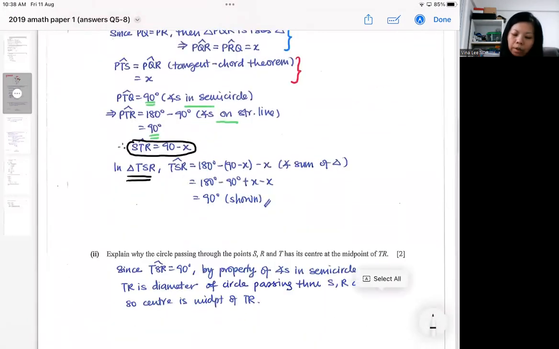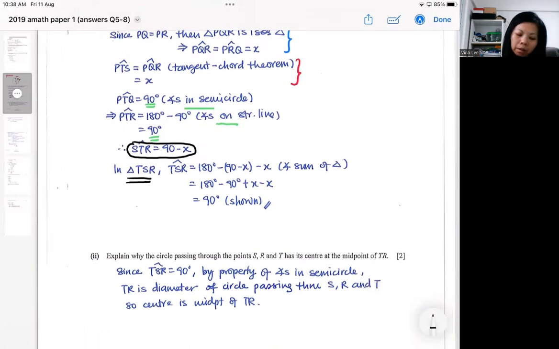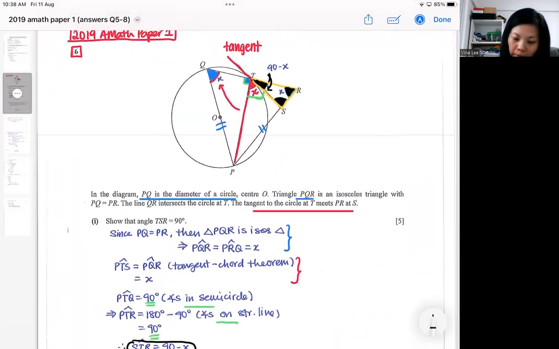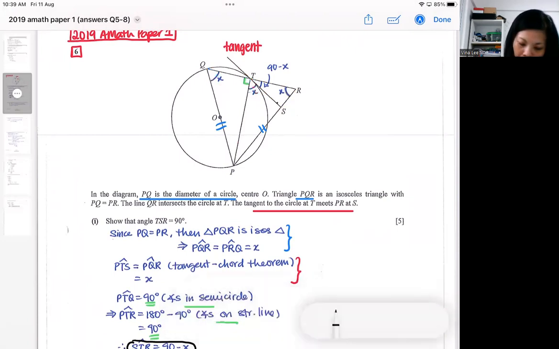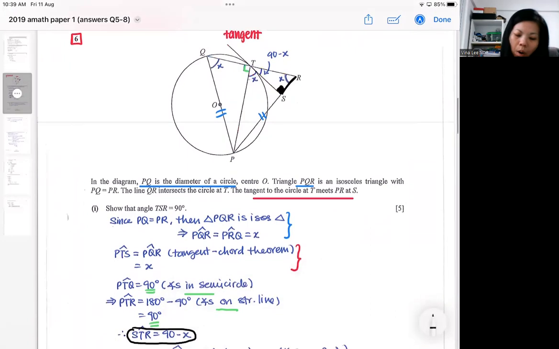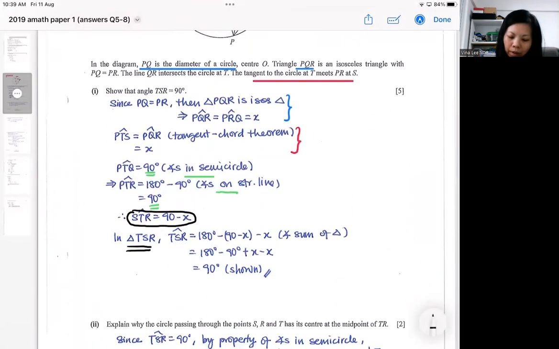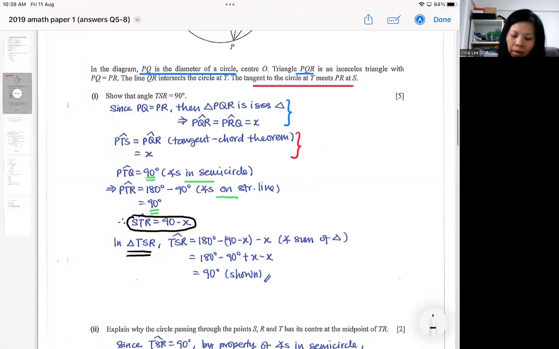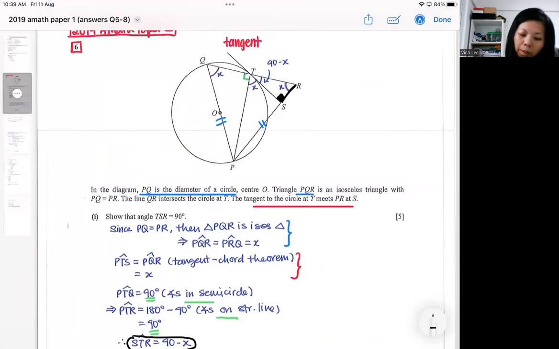Then the second part is actually related to the first part. In the first part, I already got TSR equal to 90 degrees. So at the end of the first part, you will have gotten TSR equal to 90 degrees. The question is asking you to show that there is a circle that passes through S, R, T and the center is the midpoint of TR. So where is the circle that they are trying to describe?